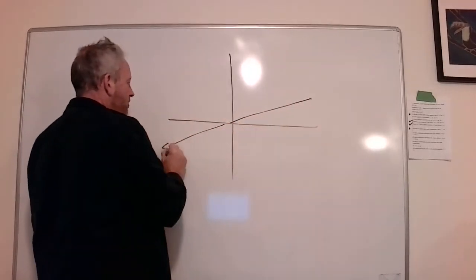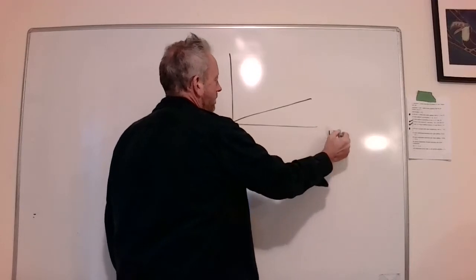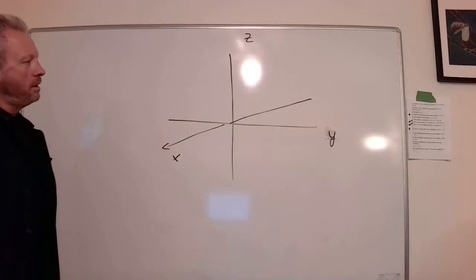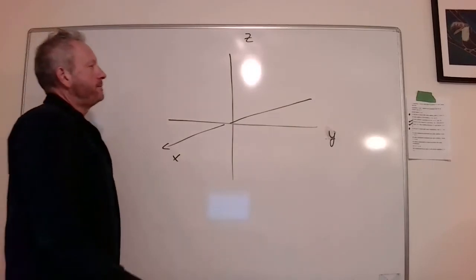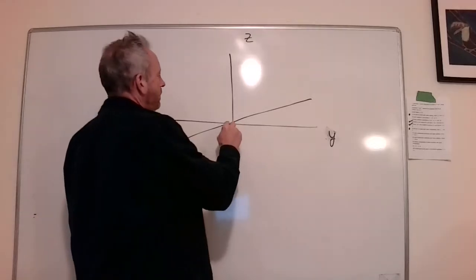I won't even draw the surface, but there's the x-axis, say, the y-axis, dog barking, and the z-axis. You can imagine that my dog is interested in something.